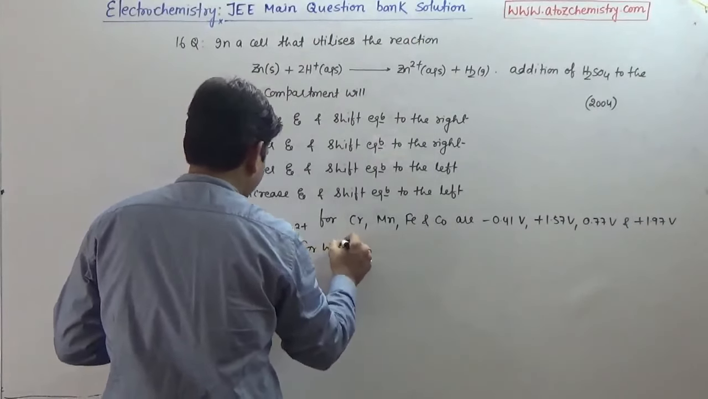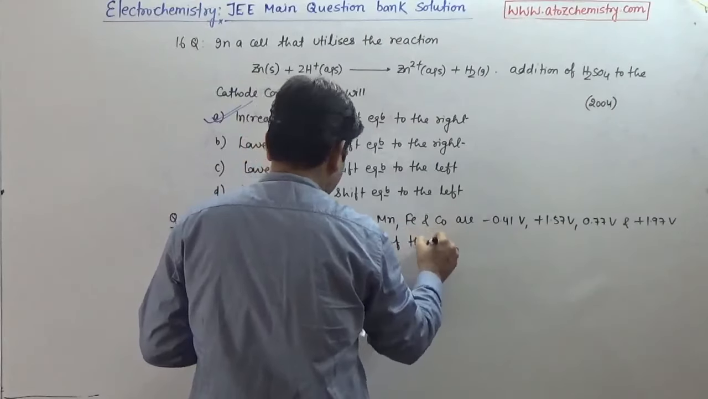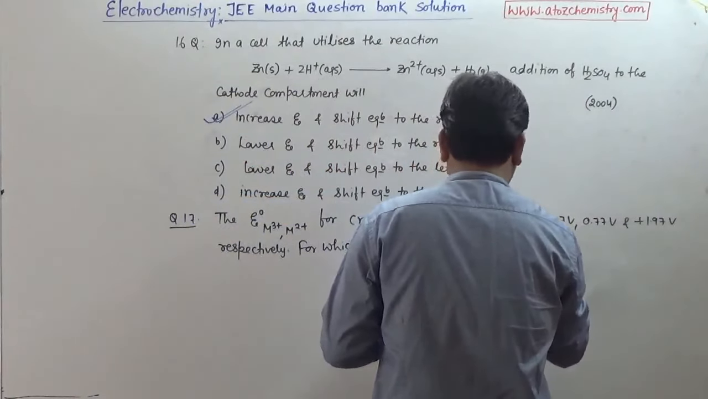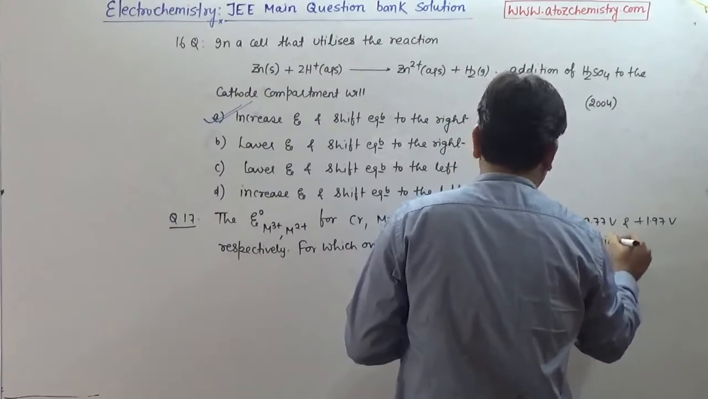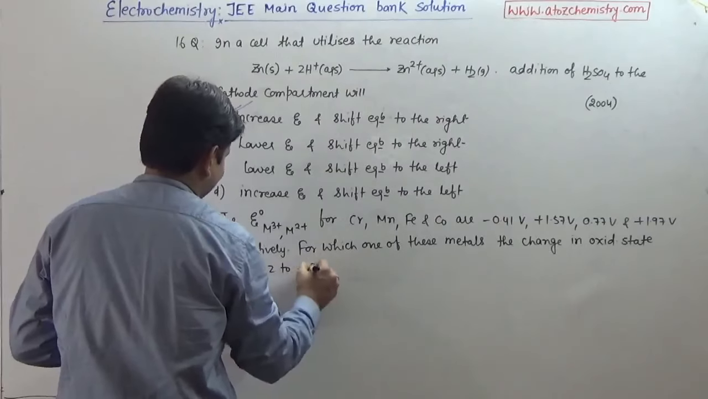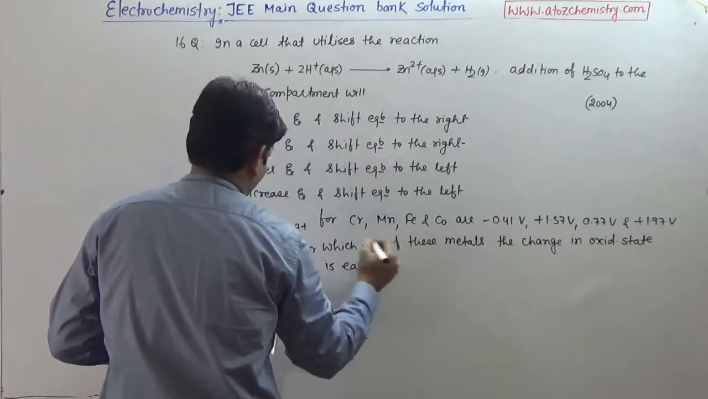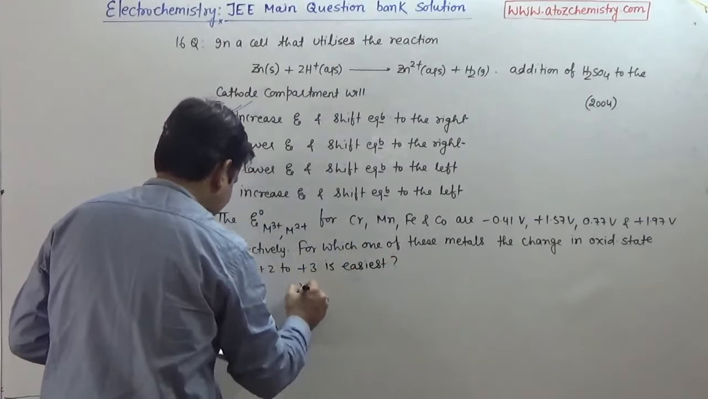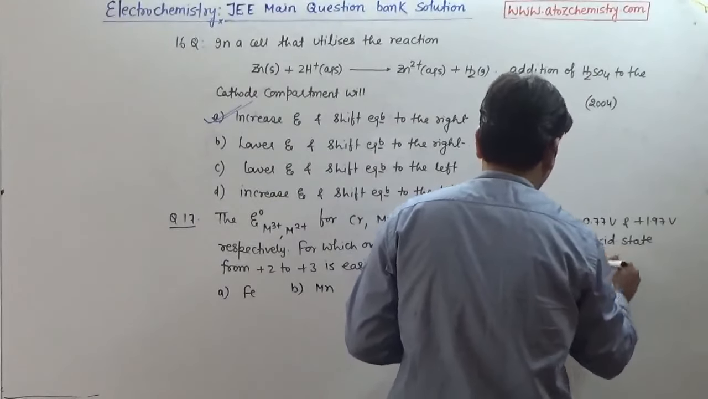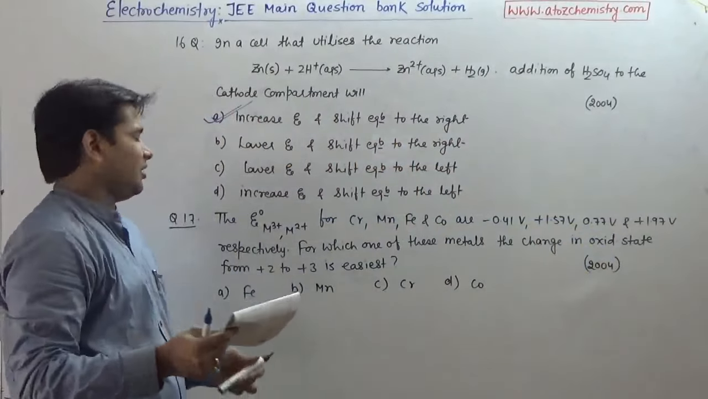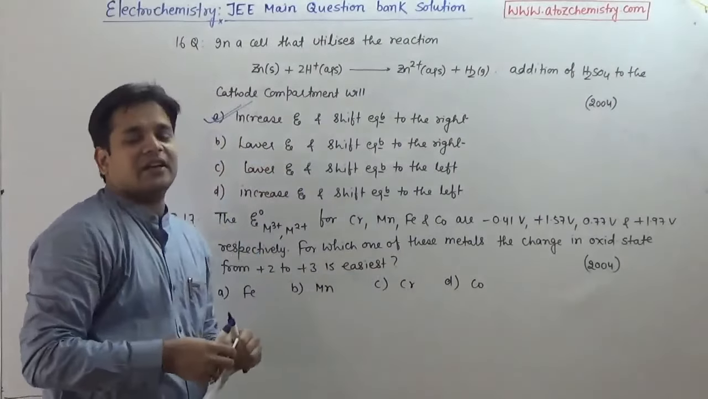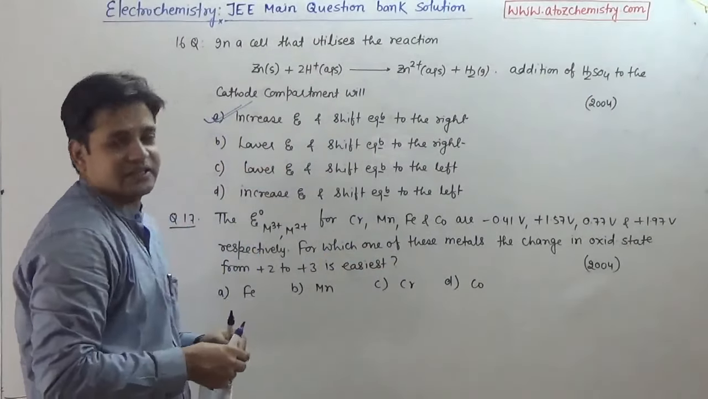For which one of these metals, the change in oxidation state from plus 2 to plus 3 is easiest, which will easily oxidize. The question is telling which will easily oxidize. This was again a question asked by JEE Main in 2004. In the question, the reduction potential data of different metals is given, and it is asked which of the following metals will easily oxidize from plus 2 to plus 3 oxidation state.